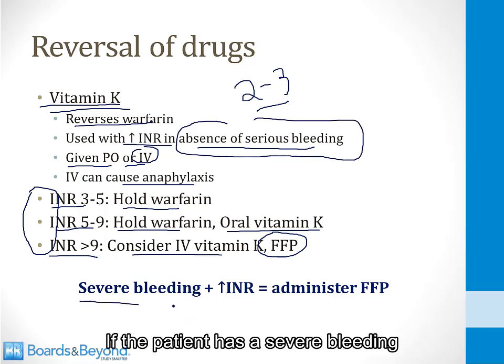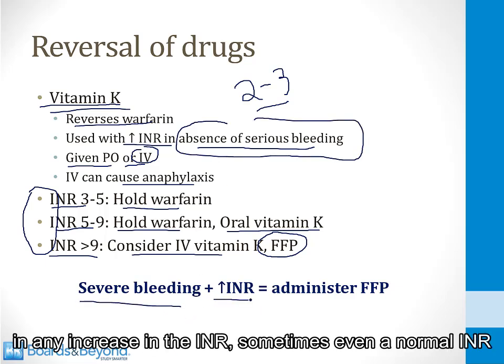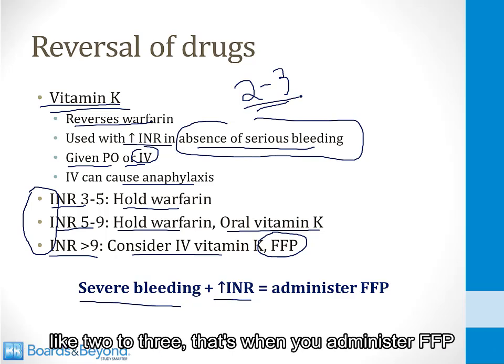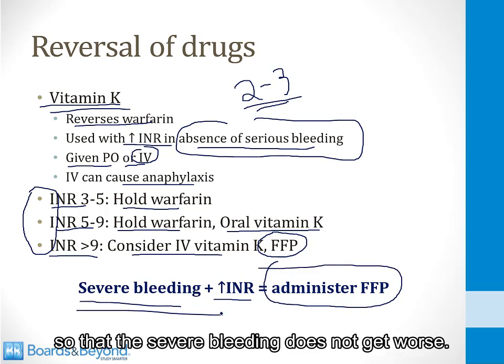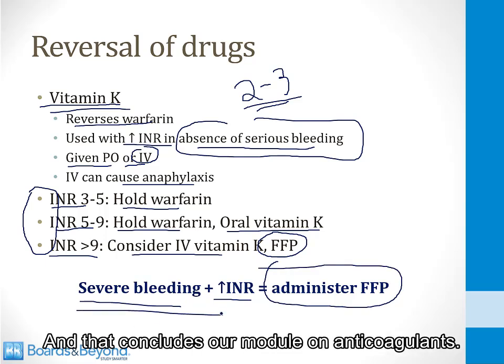If the patient has a severe bleed and any increase in the INR, sometimes even a normal INR like 2 to 3, that's when you administer FFP to quickly reverse the effects of warfarin so that the severe bleeding does not get worse. And that concludes our module on anticoagulants.